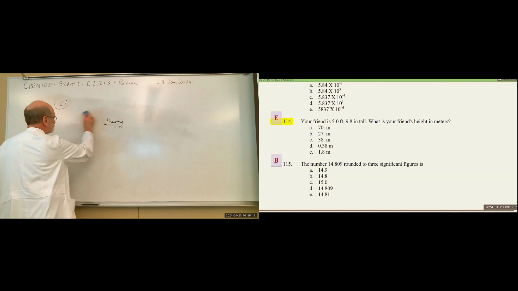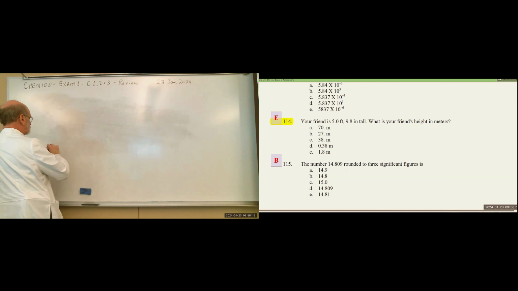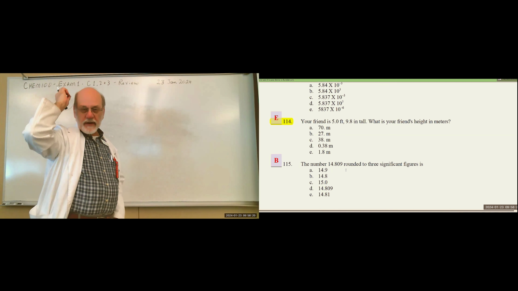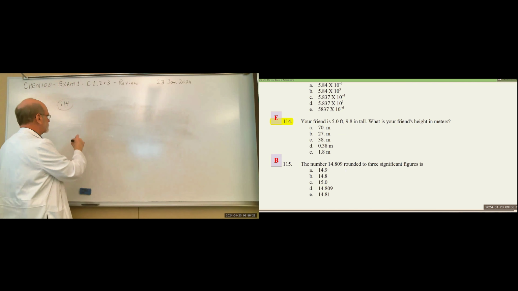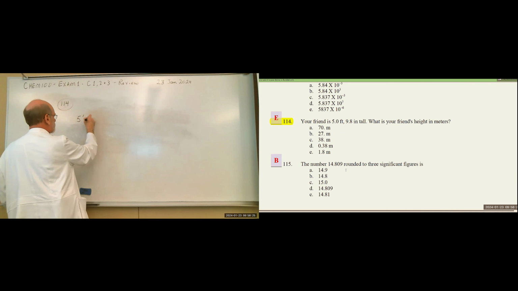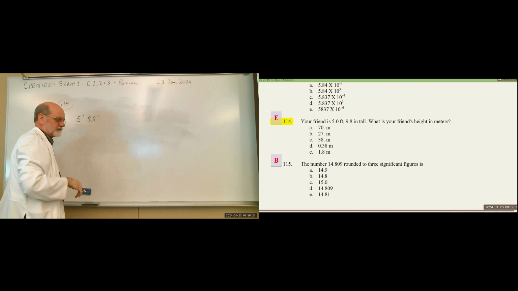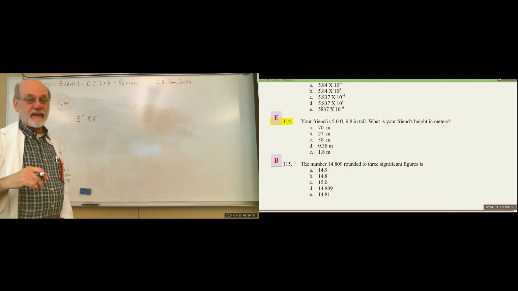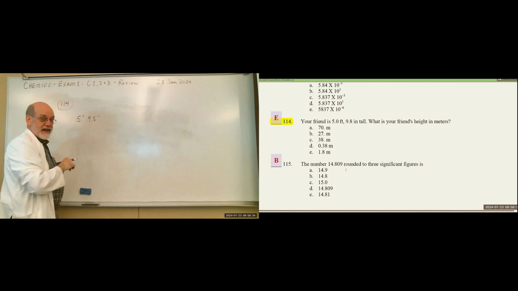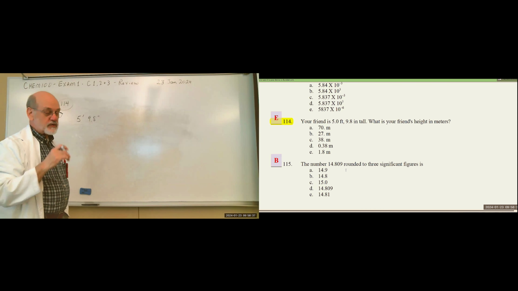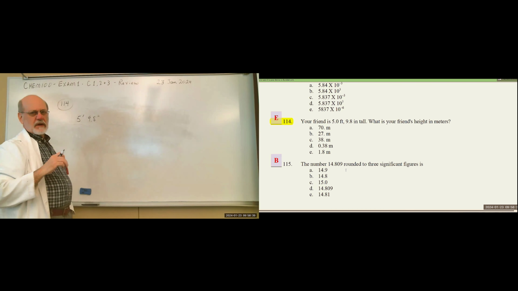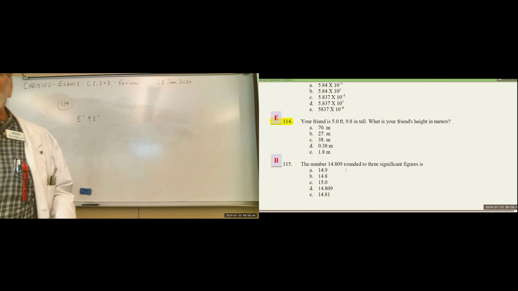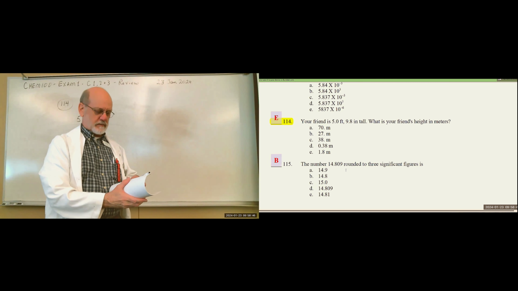114. Your friend is 5 feet 9.8 inches tall. What's your friend's height in meters? All right, so we've got an addition problem here first. What we have to do is say, okay, what conversion factors do we know, or what conversion factors are given to us in useful information?